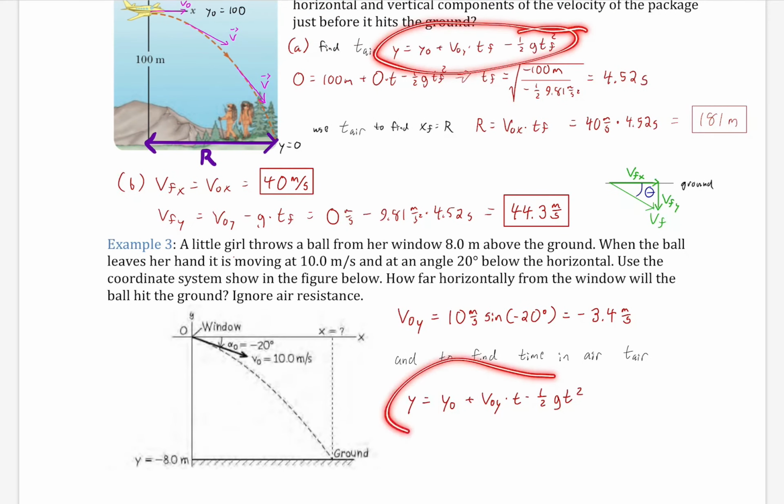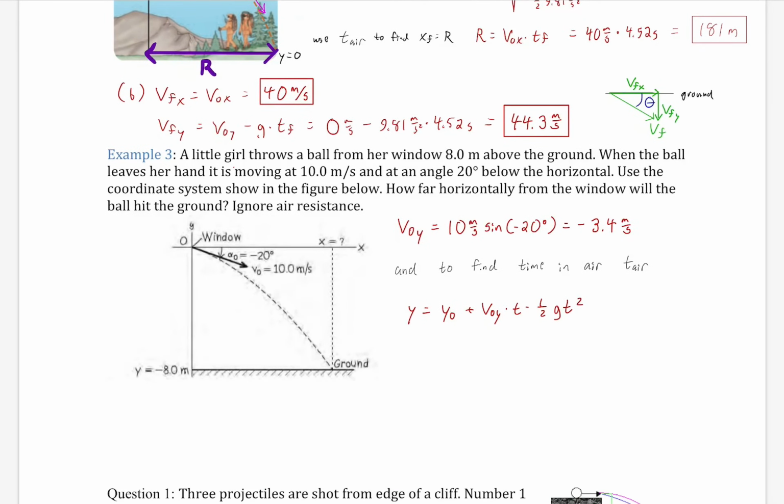See? But where before our middle term, the so-called linear term, was 0, it's not going to be for our girl tossing the balloon or the ball. So we've got our final height to be -8, our initial height to be 0. That's also just a different coordinate system than the one at the plane, because here we're calling the launch the origin, as before we called the ground 0.